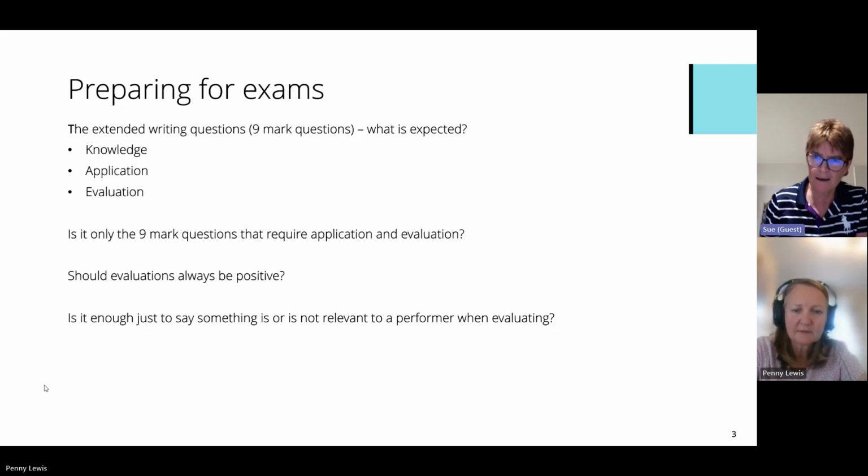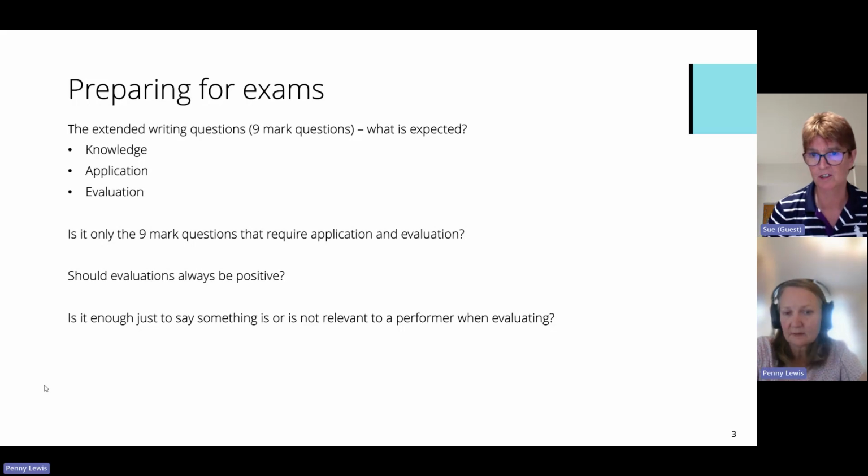So every fact that they learn about the topic, if they get used to putting it into some sporting context and then saying why that's important to that particular performer in that context, that sort of practice all the way through is perfect preparation for these extended responses, and actually for 3-mark questions throughout the paper.